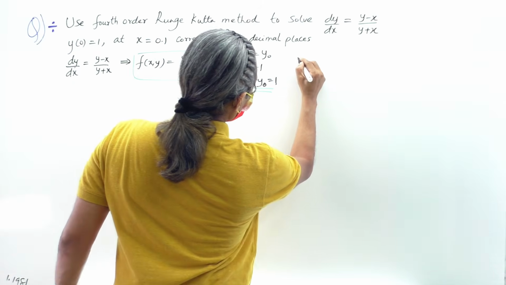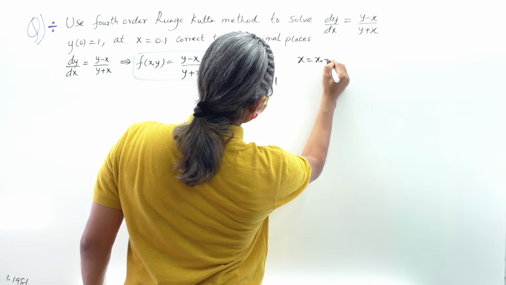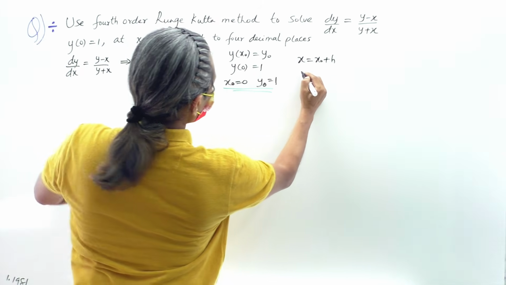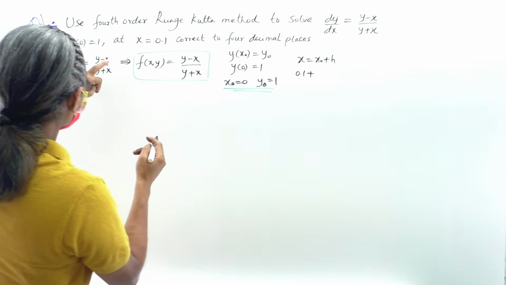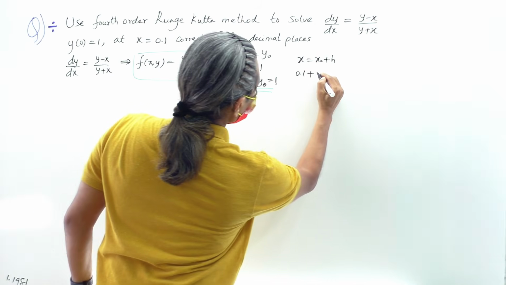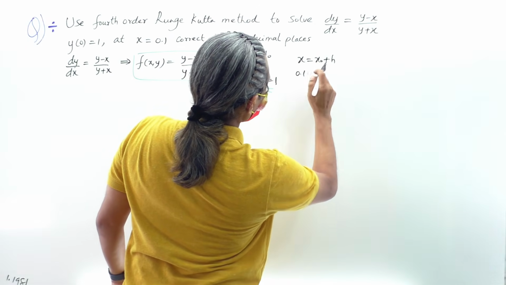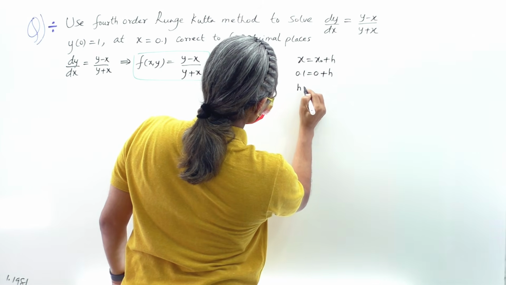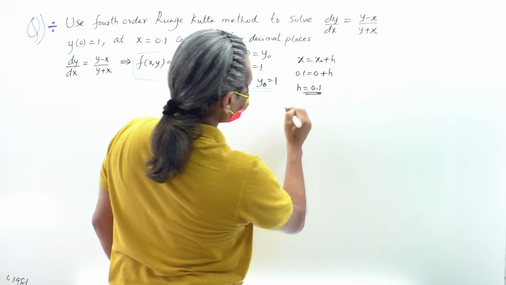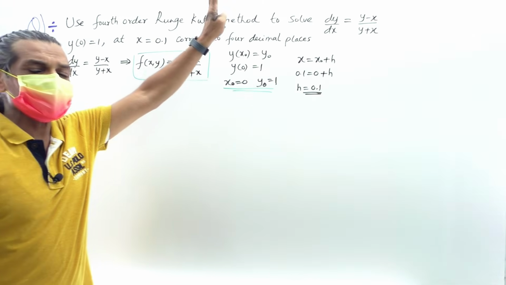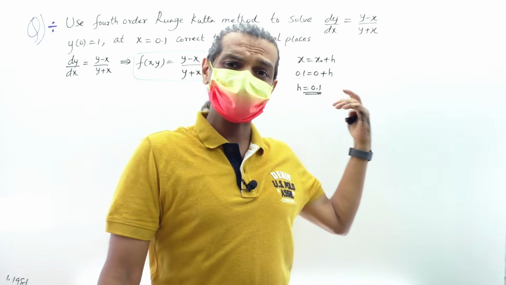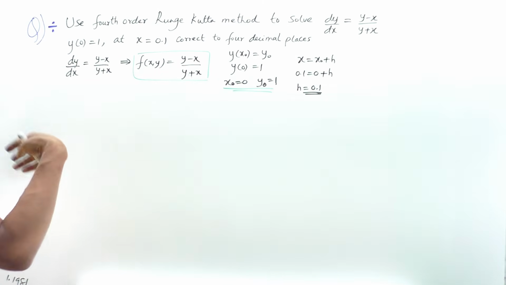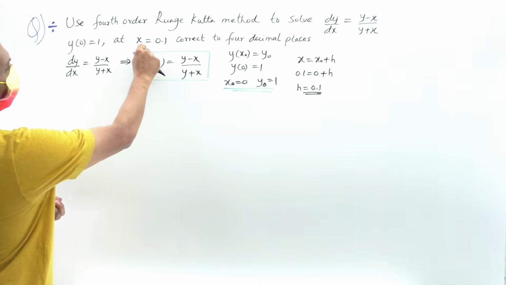For h, see, x is always equal to x naught plus h. So x is given as 0.1, and x naught is 0, so 0.1 is equal to 0 plus h. So obviously h is equal to 0.1. Sometimes in the question they will give h is equal to 0.1, sometimes we need to find it. It's very simple. Use the formula x is equal to x naught plus h. We are finding y of x at x is 0.1.